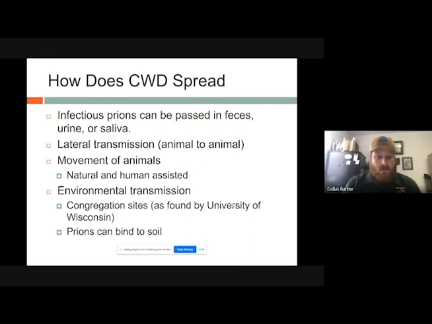Environmental transmission, so congregation sites. There have been some studies showing that baiting sites, things like those where animals are tightly congregated, can lead to the ground actually becoming contaminated, and those prions can bind to soil and can be picked up that way.